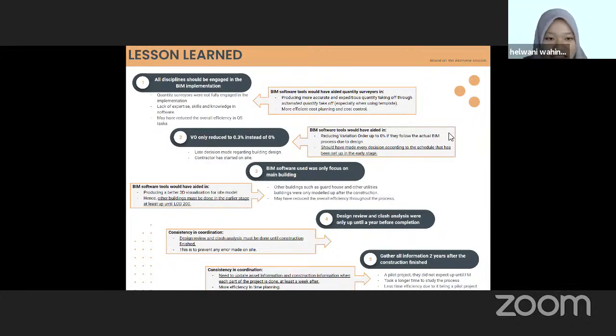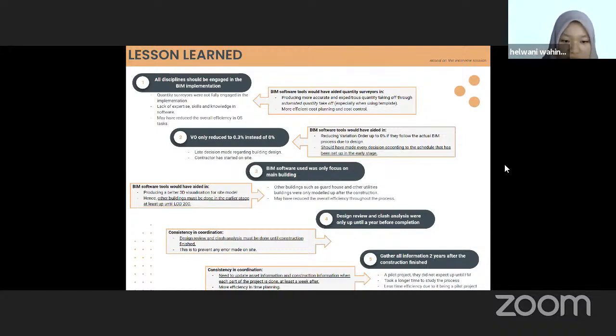So for lessons learned, the first one would be all disciplines should be engaged in the BIM implementation since the BIM software tools should help in producing more accurate and expeditious quantity take-off. And then the second one would be they should have made every decision according to the schedule that has been set up in the early stage in order to help in reducing VO up to 0% if they actually follow the BIM process.